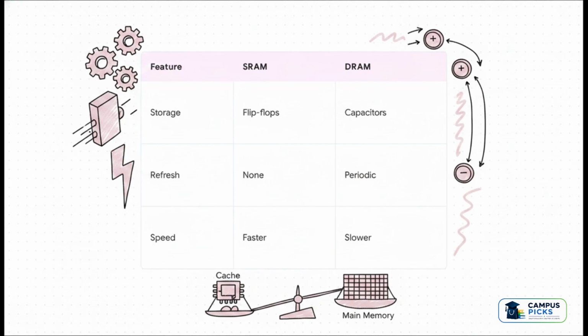On the other hand, DRAM, dynamic RAM, stores data on capacitors. These are like tiny, leaky buckets of electricity. They require constant, periodic refreshing so they don't lose data, which makes them slower. But they're way less expensive and much denser, which is exactly why we use DRAM for main memory. We absolutely need both to balance the scales.